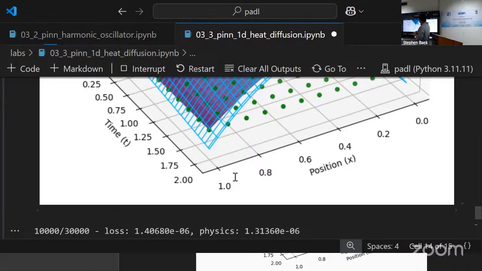So neural nets are inherently bad at extrapolating. Neural nets are very good at interpolating, but when it comes to extrapolation, they're not very good. So the moment you go beyond this 12 by 12 grid, from 0 to 2 seconds and 0 to 1 meter, the moment you go beyond that regime, you will likely get a very erroneous result.